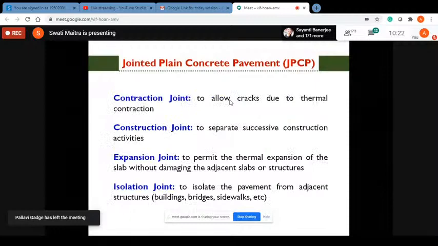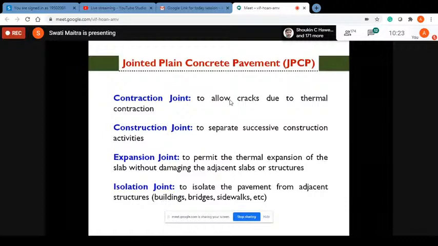The contraction joints are provided when the concrete slab is cast continuously, but joints are provided by saw cutting it after around 18 to 20 hours of construction, and these joints are saw cut up to a depth of 1/3 to 1/4 of the concrete slab, so that the joint cracks are formed below that joint. And this is called contraction joint, to allow the cracks due to thermal contraction.